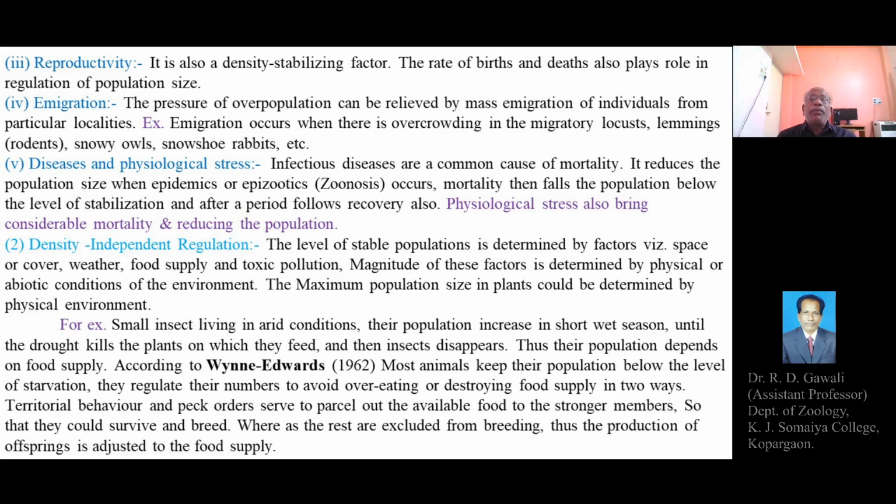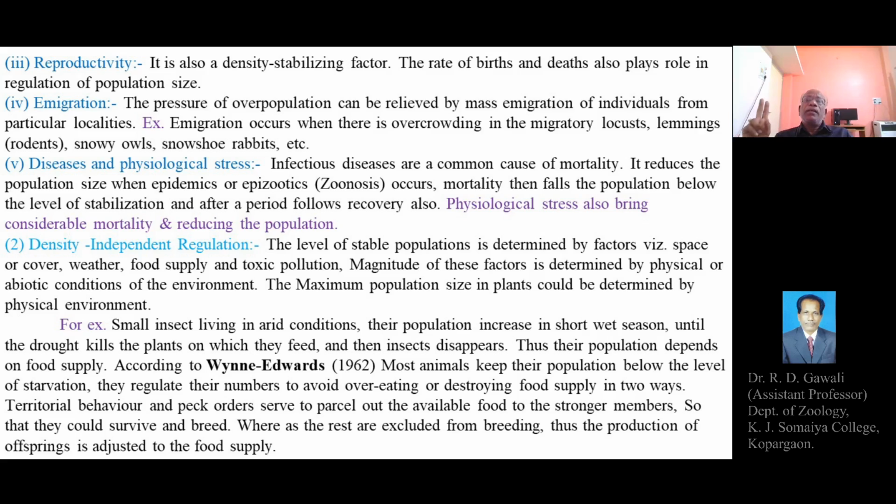Then the second type of factors, density independent factors, are also responsible for population regulation, or population dynamics. These are mainly abiotic factors. As we have explained earlier, there are two types of factors, biotic factors and abiotic factors. So biotic factors are the density dependent factors.